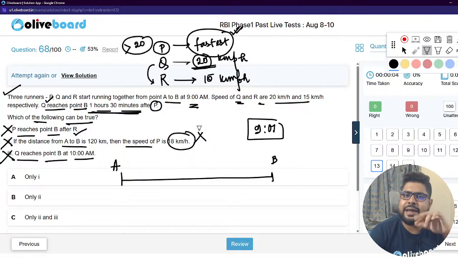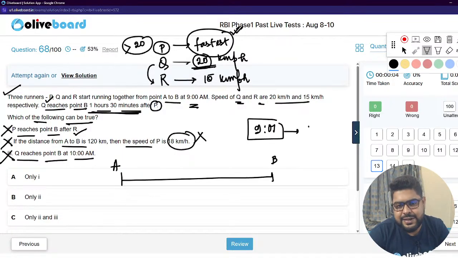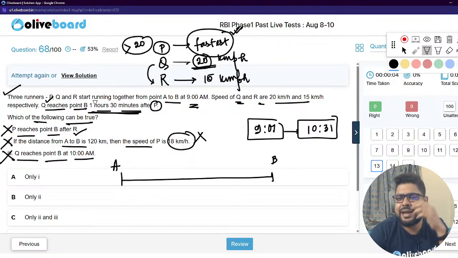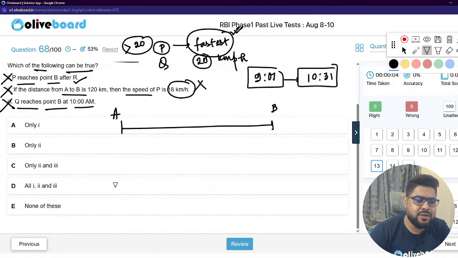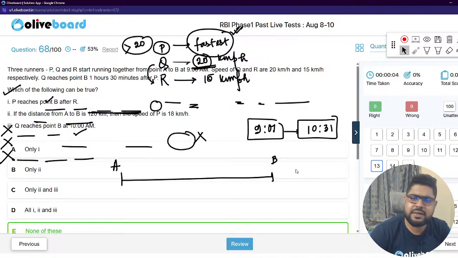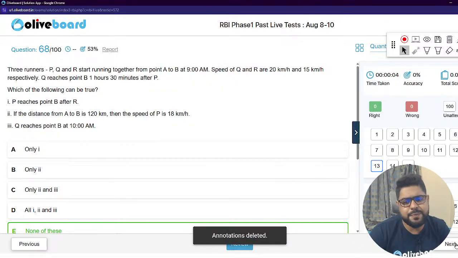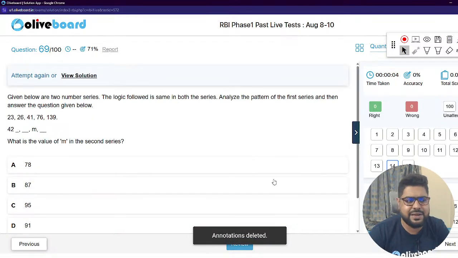So Q will take, fastest Q will reach is 10:31. 10 a.m. there is absolutely no. So all three are wrong. All three are wrong. So none of these are correct. None of these are correct, sir. Absolutely wrong. Absolutely very simple question, honestly, this one.